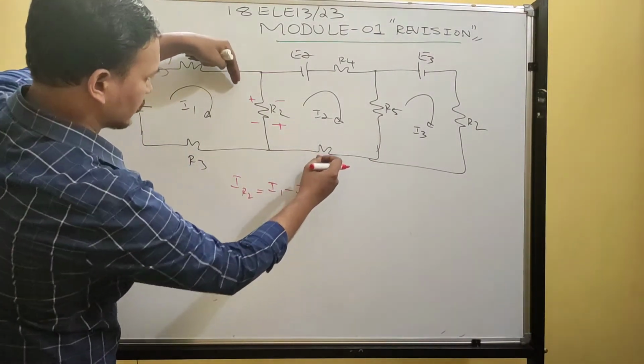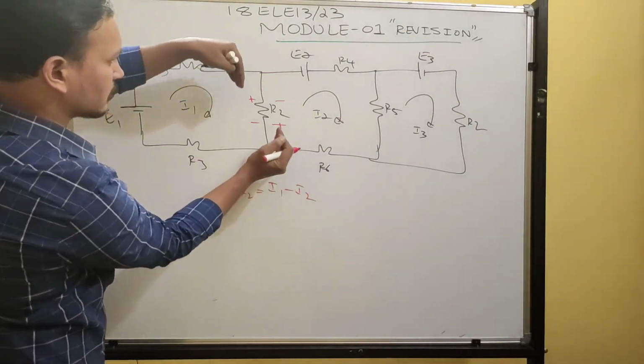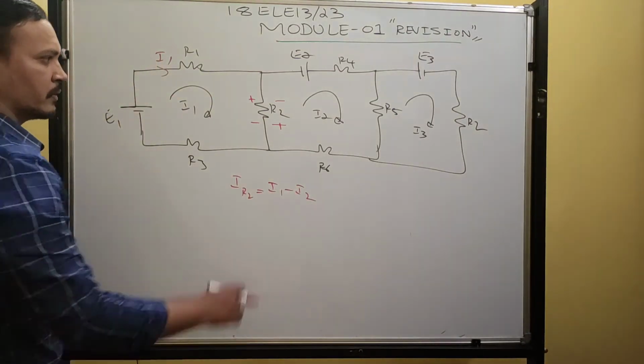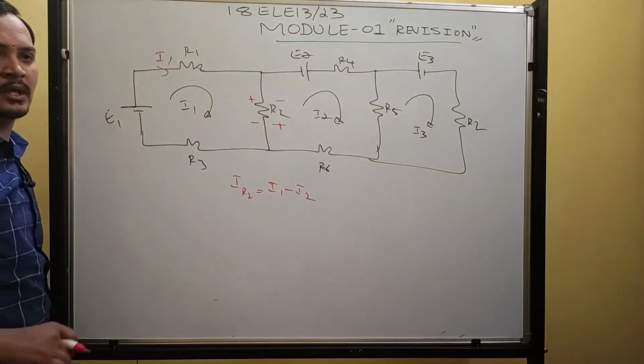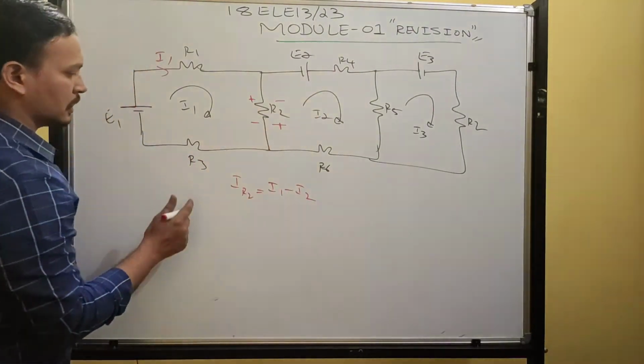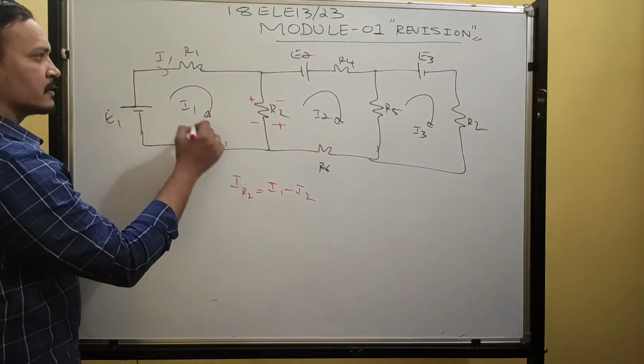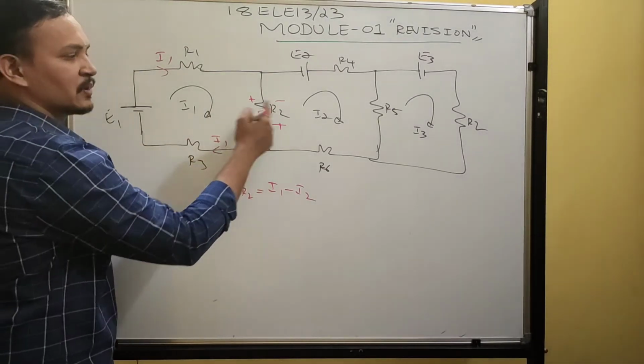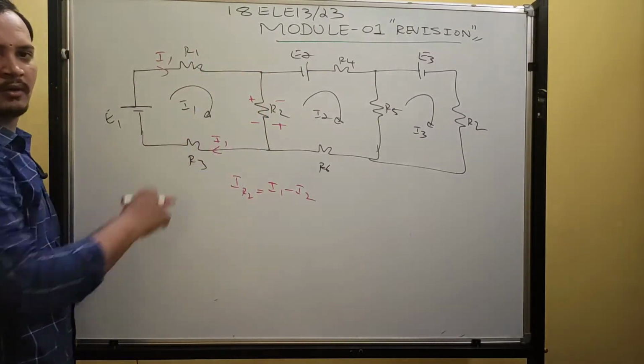This current is coming like this, and this current is coming like this. Both loop currents are facing opposite to each other, then you should write subtraction. What is the current in this resistor? I1 minus I2. What is the current in R3? I1 only. The same current returns back, the same current circulates in this loop. But this resistor lies between 2 loops, so those 2 currents will affect that resistor.